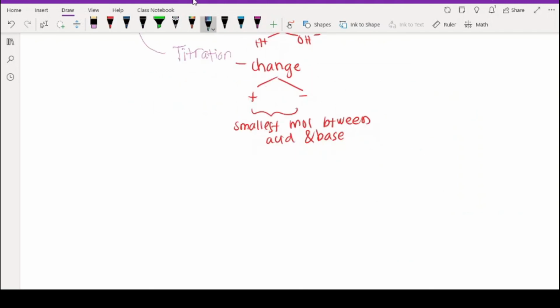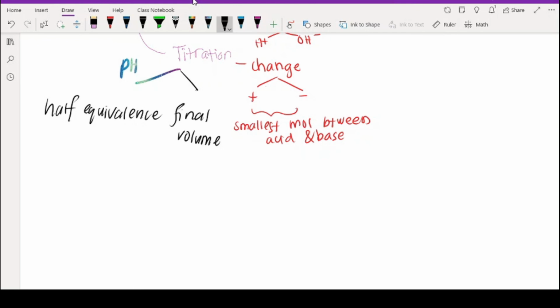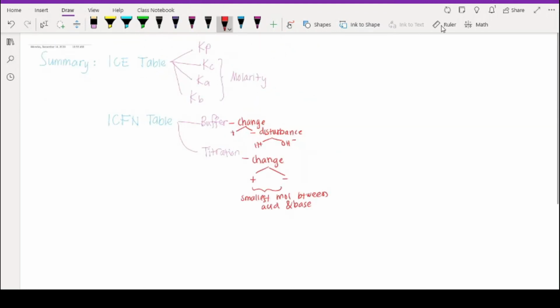We only did the ICFN table for titration to find the pH at half equivalent and at final volume. Okay, so the rest for pH before adding your titrant and at equivalent one, you just find it as usual through the dissociation equation. So this is the summary for which tables should be used in your PSPM.